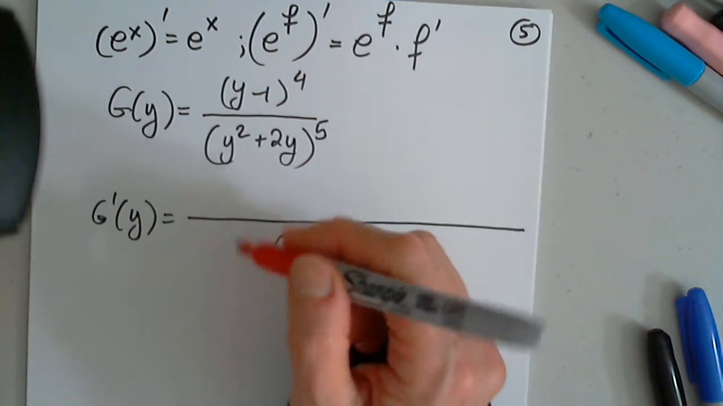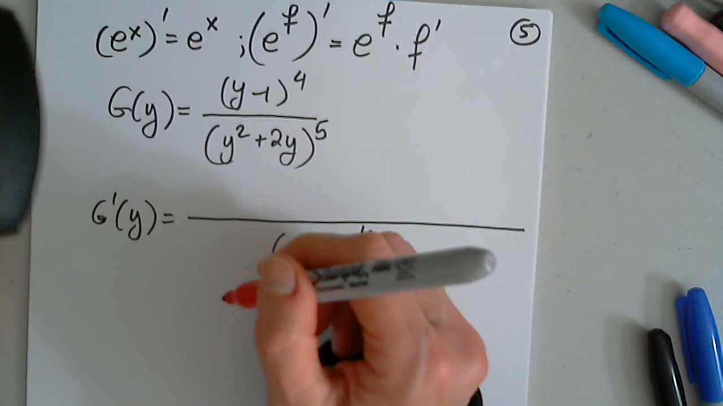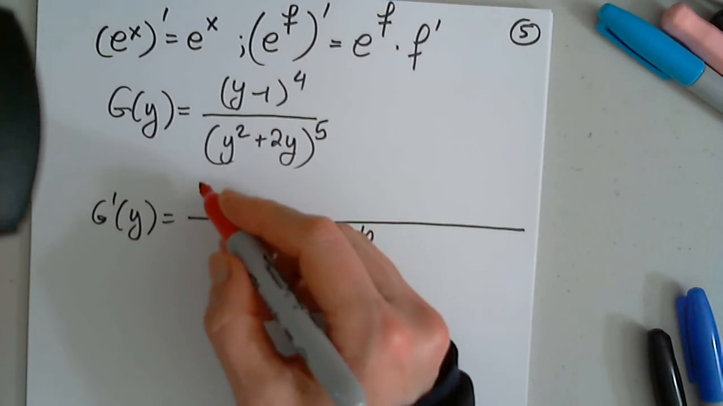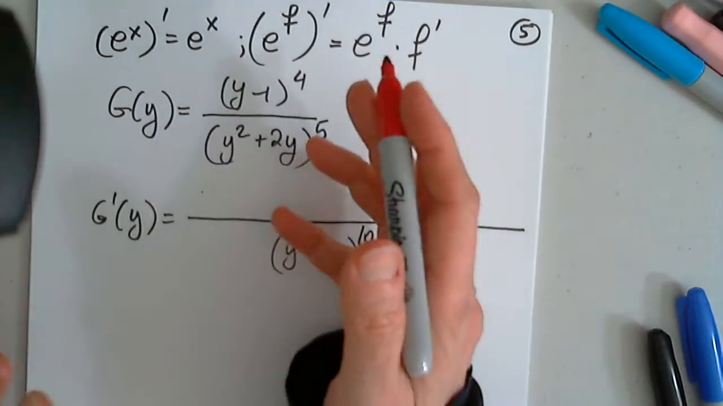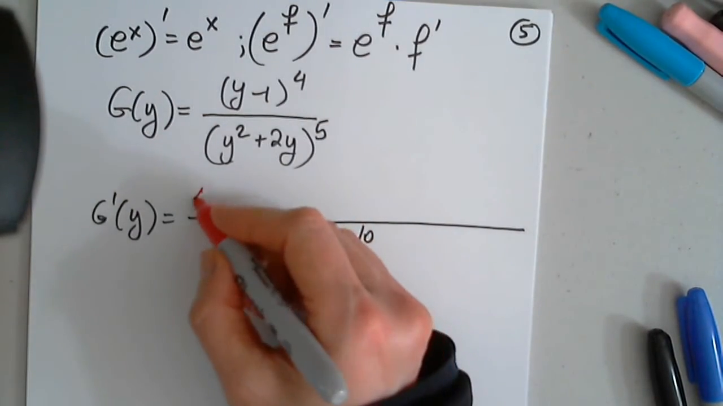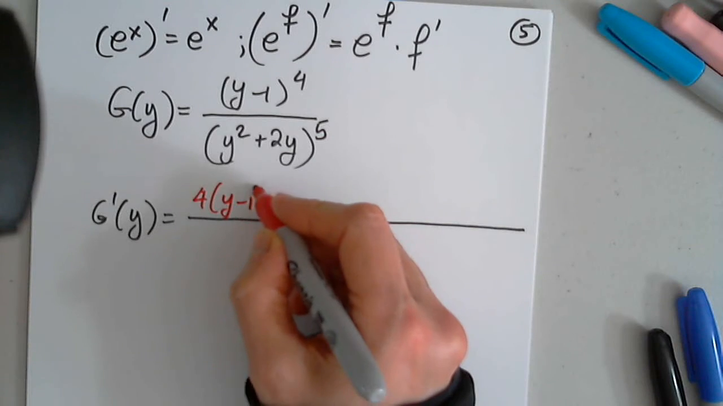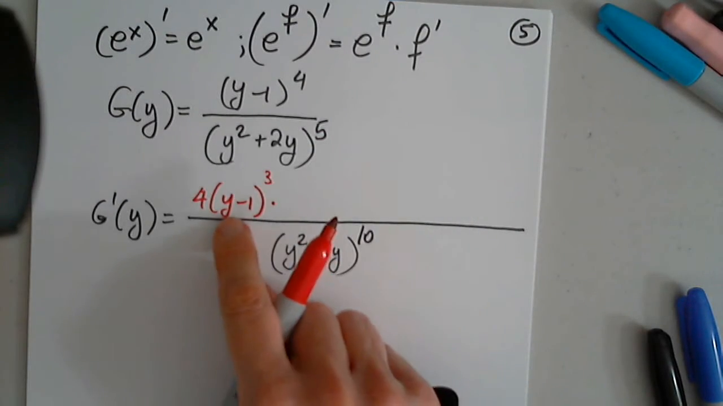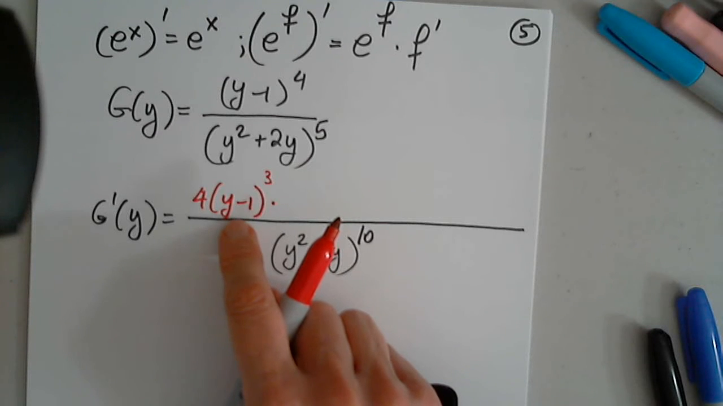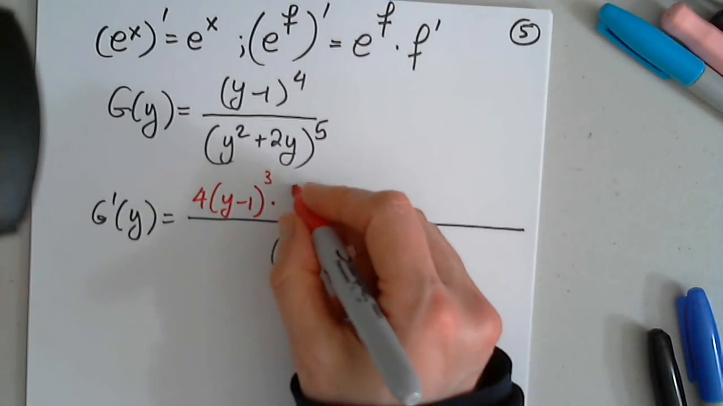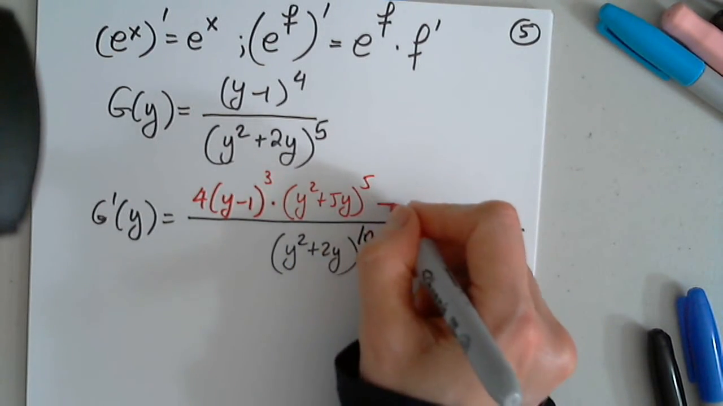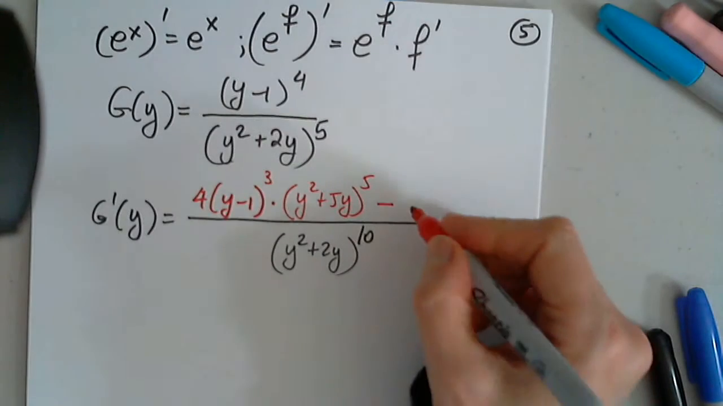Ian, would you like to try y minus 1 to the fourth power prime? I'm not sure. Will the first term be 4y minus 1 to the third power times the inner function prime? But how much is the inner function prime? What does it equal to? 1. Perfect. Times the denominator, y squared plus 5y to the fifth power, minus. I copy the numerator.